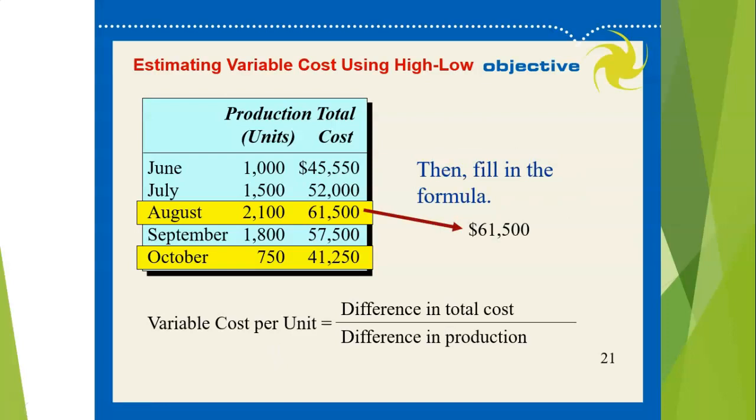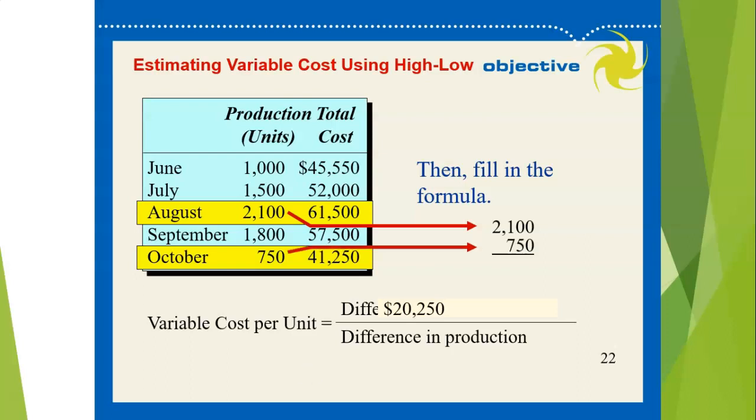Then we're going to fill in the formula. The numerator is the difference in total cost, so that's going to be the highest cost minus the lowest cost. That's going to be 20,250 is our numerator. Okay, now we're going to do the denominator, which is the difference in production. So now the highest production is 2,100 minus the lowest production of 750 is 1,350, and that's now going to go in the denominator. So now for our variable cost per unit, we have 20,250 divided by 1,350.